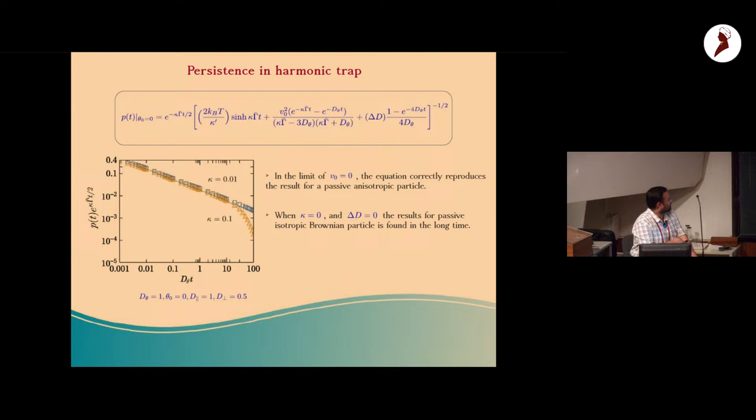These are the simulation results, and of course it is a log-log plot. This is for a greater stiffness coefficient, and this is for a smaller stiffness coefficient. From this expression, we can find that in the harmonic trap, basically the steady state is achieved, and so the persistence probability decreases much faster than for the free particle.